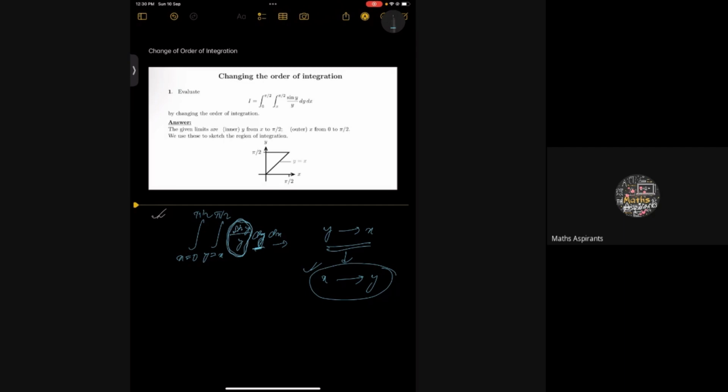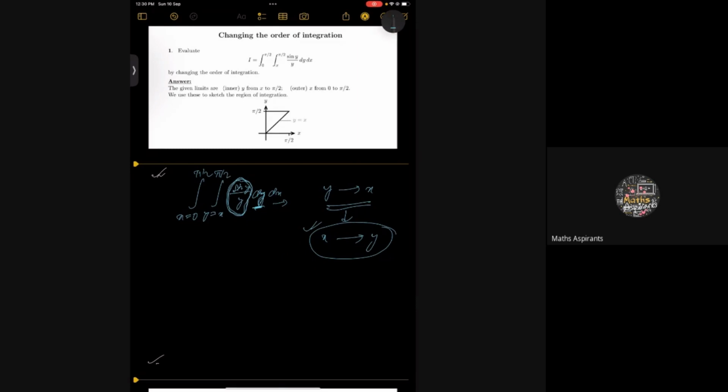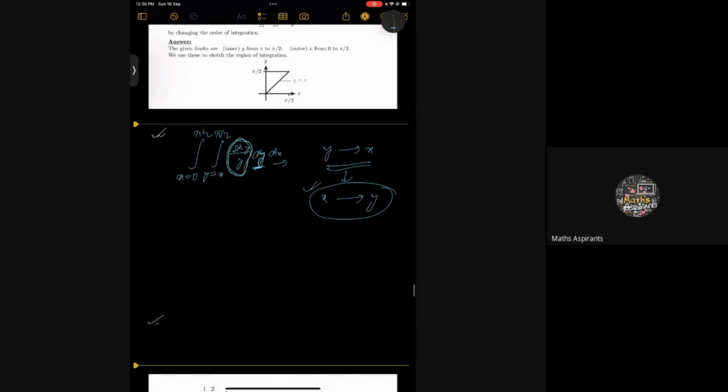There is no easy way of integrating something like this with respect to y. So if we change the order of this integration, it will be very easy for us. As for example, take a look at how we can do this.